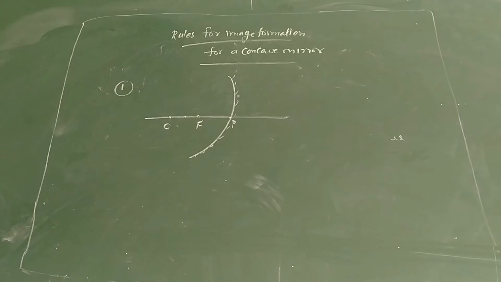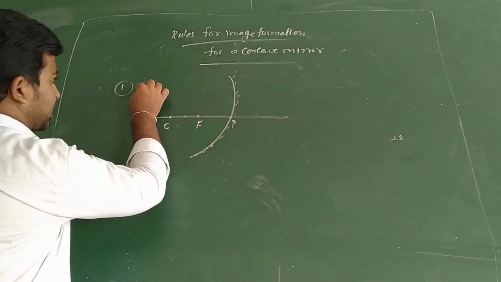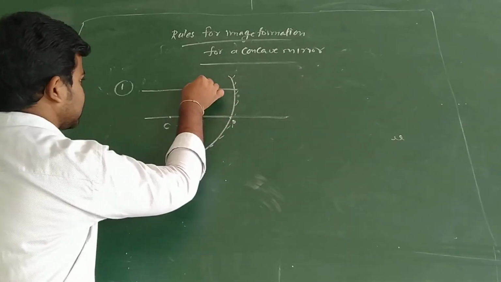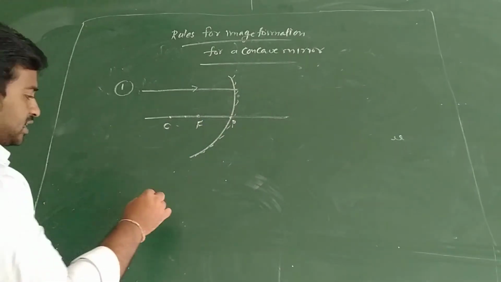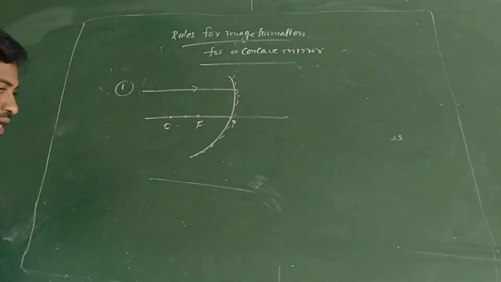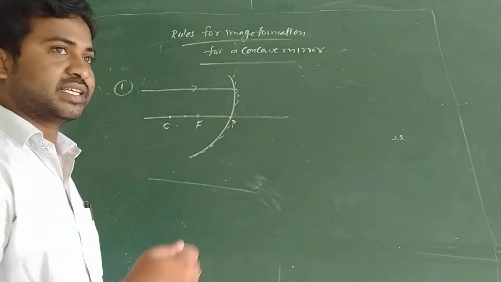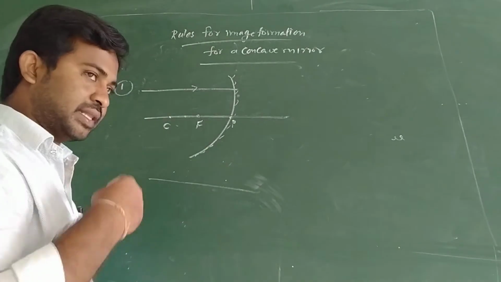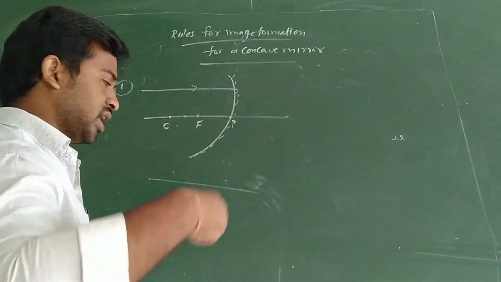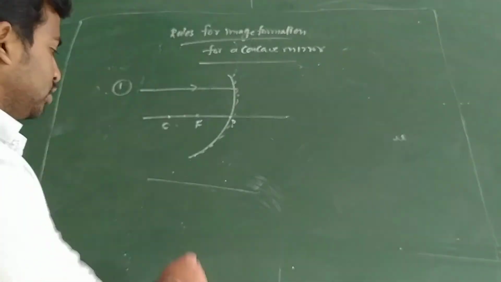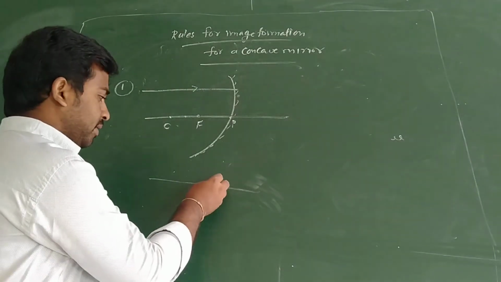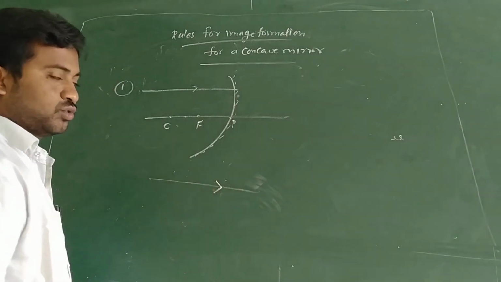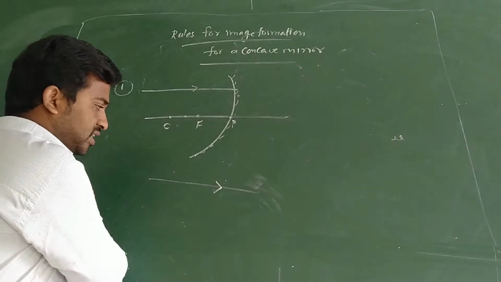The first rule for image formation for a concave mirror: whenever incident light rays travel parallel to the principal axis. This is the incident light ray. For example, I am taking a light ray. We know light ray travels along a straight line as long as it is in the same medium. If you take only one medium, the light ray travels along a straight line. The symbol represents the direction of light. So here we have to understand the light ray is going this side.